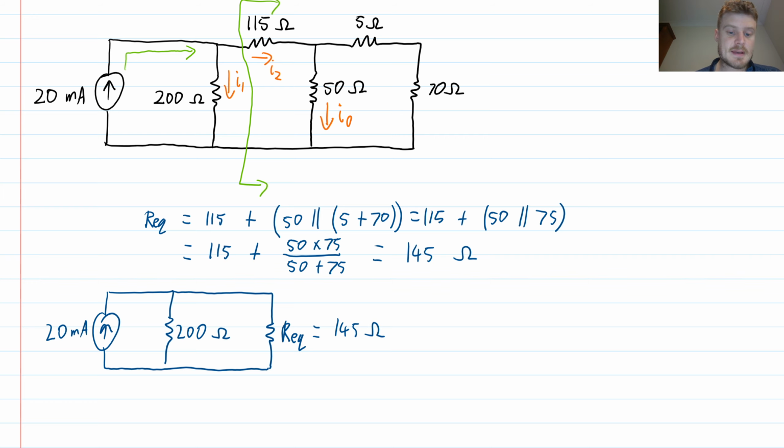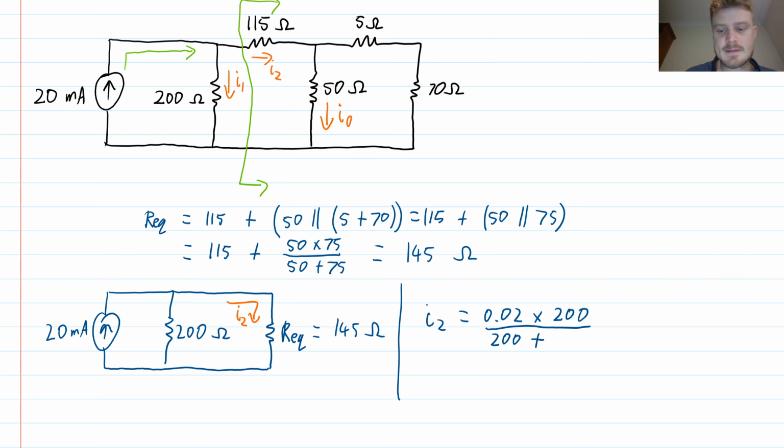So now I have a simple current divider, right? So the current I2, which is this one here, that I'm trying to solve for, can now be pretty simply calculated. I2 will be the input current, which is 20 milliamps, so that's 0.02 amps, multiplied by the resistance in the other branch. Resistance in the other branch is 200, divided by the sum of the resistances. So that's 200 plus 145.